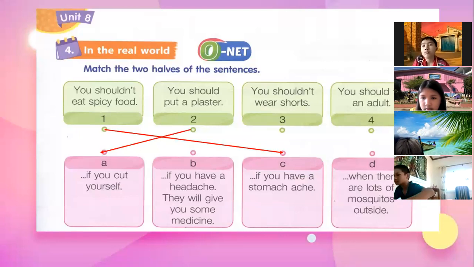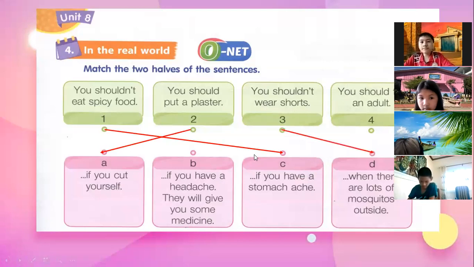Cow. B. Okay, read the statement as well. They will give you some medicine. Very good. So number 3, it matches statement D.